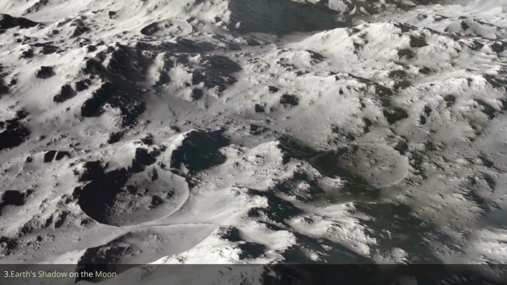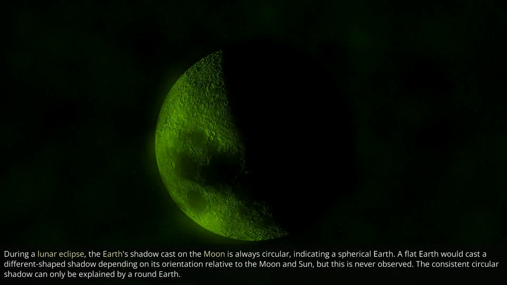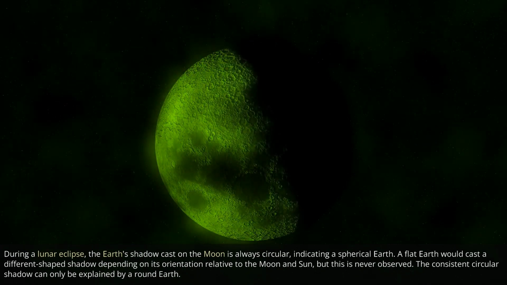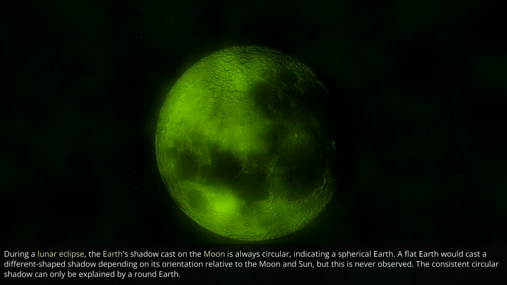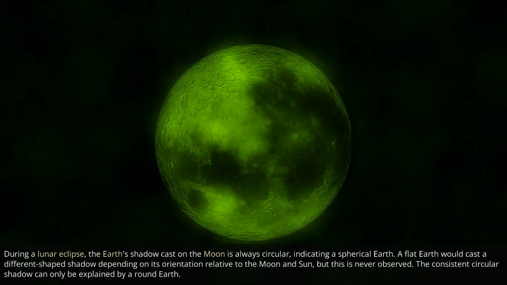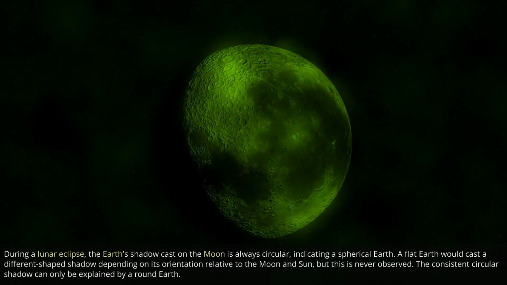3. Earth's shadow on the Moon. During a lunar eclipse, the Earth's shadow cast on the Moon is always circular, indicating a spherical Earth. A flat Earth would cast a different shaped shadow depending on its orientation relative to the Moon and Sun, but this is never observed. The consistent circular shadow can only be explained by a round Earth.